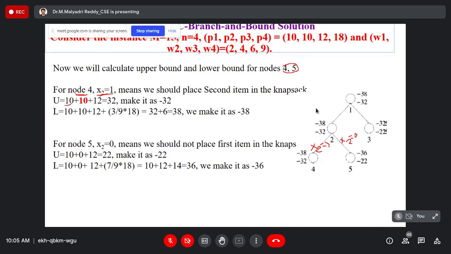10 plus 10 plus 12, 32, minus 32 is the upper bound. Lower bound similarly 10 plus 10 plus 12, this is what we calculated previously. Why? Because in this the second object is already included. So the lower bound is minus 38.